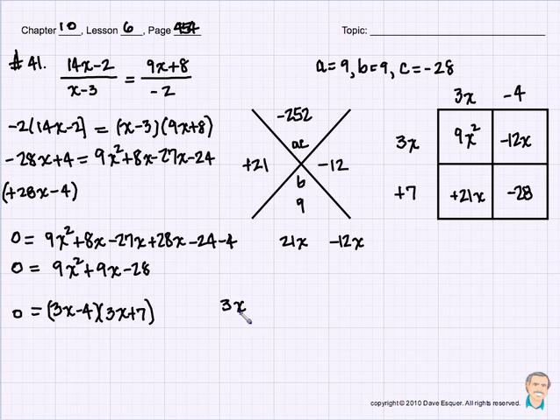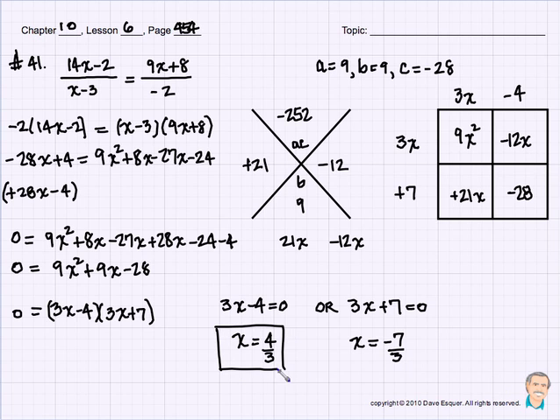And the only way we can do that is with our zero product property. So 3x minus 4 better be 0, or 3x plus 7 better be equal to 0. So x turns out to be, on this side, 4 over 3, or x turns out to be equal to negative 7/3.